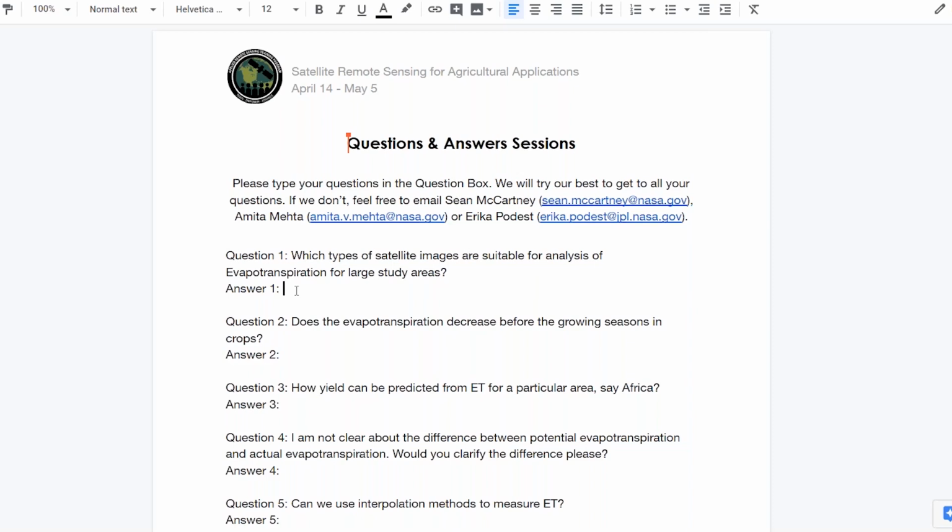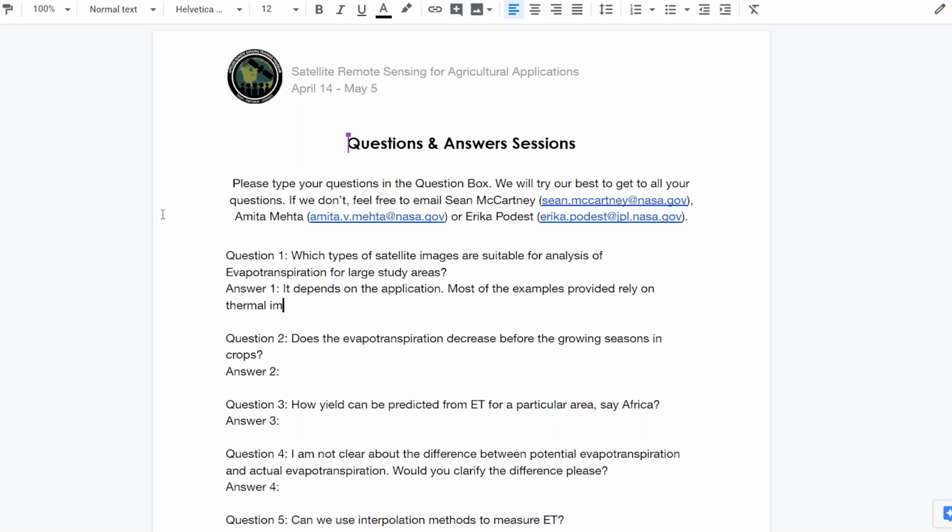Okay, good. So for this question, it really depends on what application you're going after. Most of the energy balance methods that we presented here rely on thermal infrared imagery. For the model that I work with, we run with essentially moderate resolution land surface temperature from a geostationary satellite. So we're really looking at that mid-morning rise in land surface temperature. Those are on the scales of 2 to 4 kilometers.